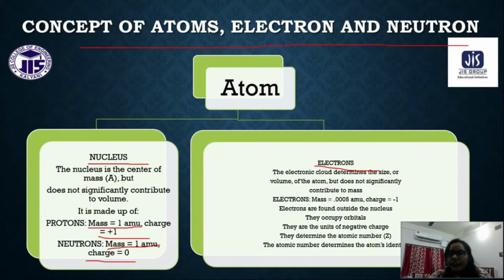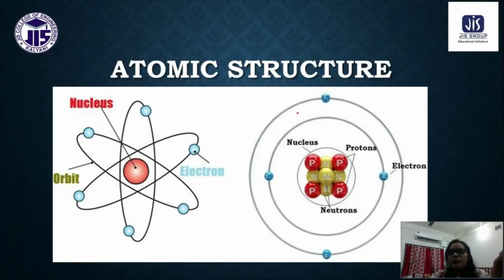The electronic cloud determines the size and volume of the atom, but does not significantly contribute to the mass. The mass of the electron is 0.0005 mu, a very small particle, and the charge we consider as -1. Generally, the electrons determine the atomic number, and we indicate the atomic number of any element by Z. Okay, so this is the atomic structure.